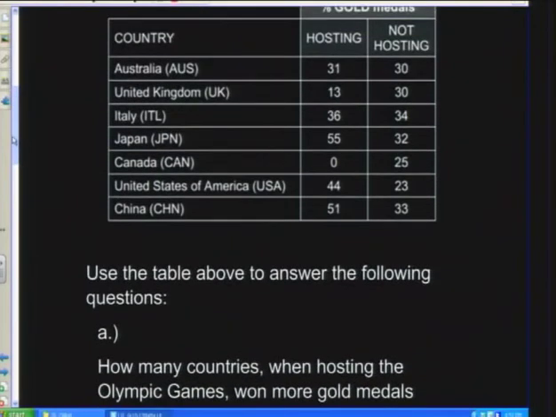Okay, so when it's another country, how many more? Let's just get a pen here quickly. Right, that is more, that's more, that's the greater one, that's the greater one, that's the greater one. Now, how many countries got more medals when they were not hosting? There were 2 countries, okay?